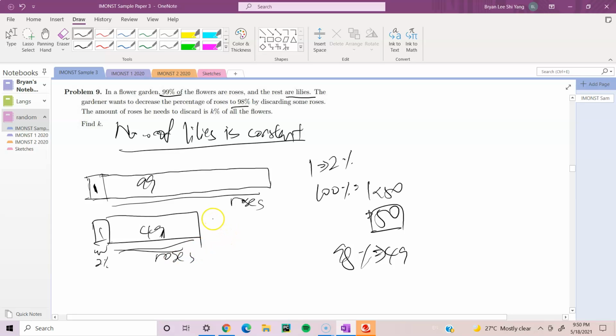So how many roses have we thrown away? Obviously 50. But the amount of roses discarded, so 50 out of 100, is k% of all the flowers. So 50 over 100 is obviously we can convert it to 50%. So this is why I chose 100 flowers in the first place.